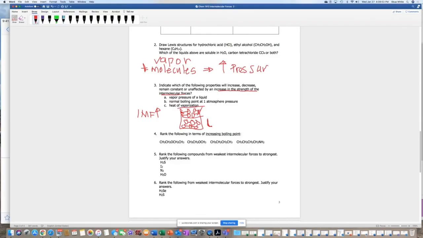Now imagine this container is covered. So now I ask my question again. If you have an increased strength of intermolecular forces, which means the molecules in the liquid state are being drawn back into the liquid, they're being held back, they're being prevented from leaving the liquid, would you have a higher vapor pressure? No, it would be no.